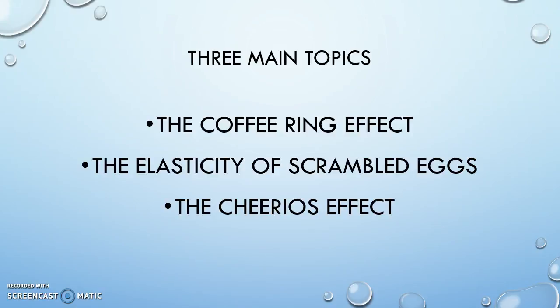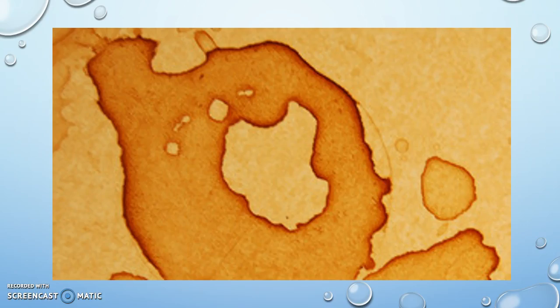In summary, the three main points that were discussed and that I learned a great deal about during the lecture were as follows: the coffee ring effect, the elasticity of scrambled eggs, and the Cheerios effect. I plan on discussing with you the topic I found most interesting and memorable, the coffee ring effect. It is my hope that you will learn something from this presentation that you did not originally know before clicking on the video's play button. Let's get right to it, shall we?